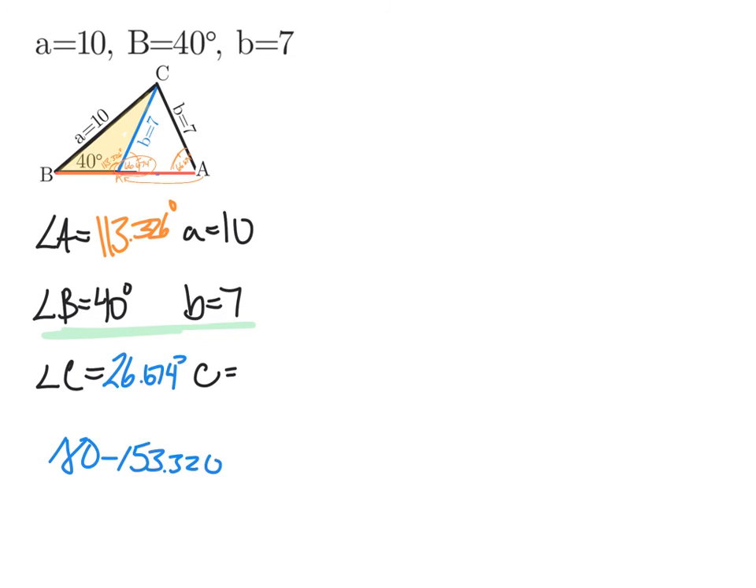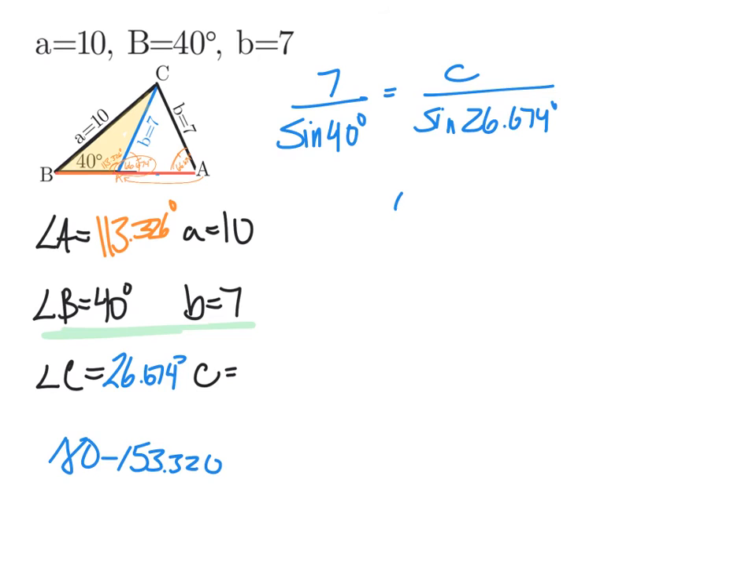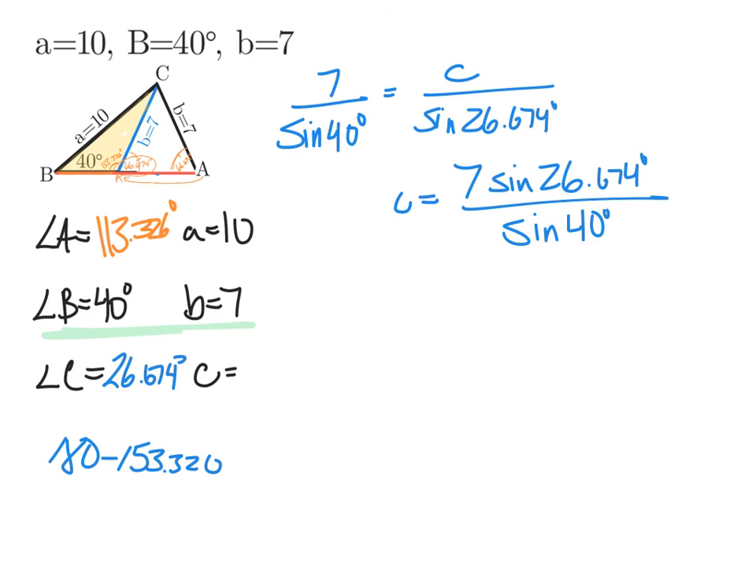And the only thing we have left to do now is find our last side. So again, we are going to have to use law of sines. 7 over the sine of 40 is equal to C over the sine of our 26.674. Multiply both sides by that sine, so 7 times the sine of 26.674 over the sine of 40. And if you calculate that all out correctly, you should end up with 4.888.